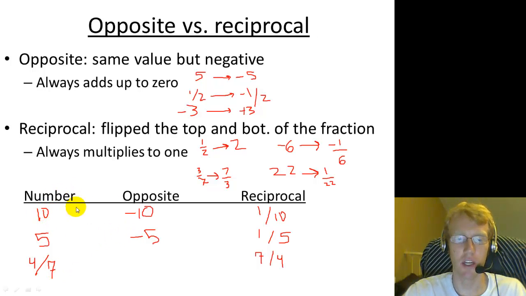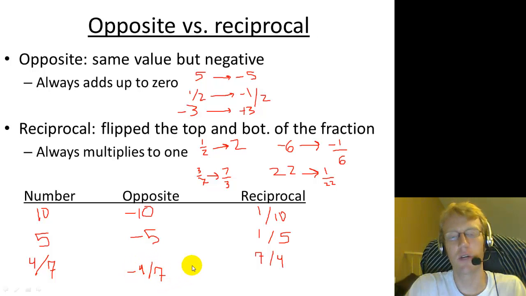Again, opposite and reciprocal, they undo each other if you do them over and over. So if you take the opposite and then you take the opposite again, you get back to where you were. If you take the reciprocal and then you take the reciprocal again, you get back to where you were. So the reciprocal of the reciprocal takes you back to the original. And the opposite of 4/7 is negative 4/7.